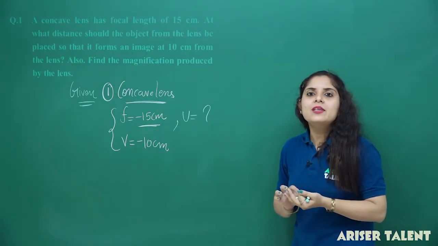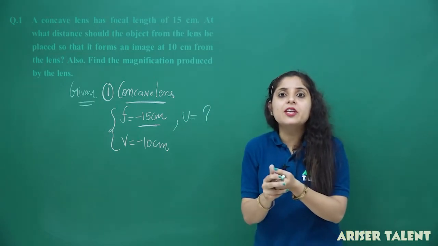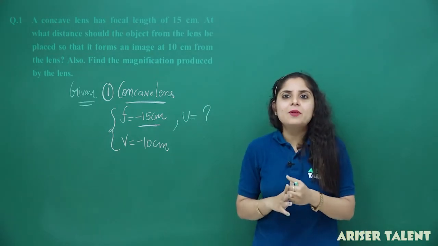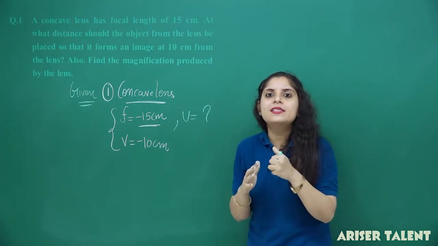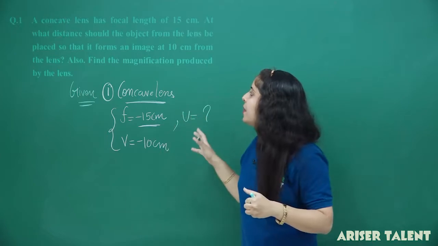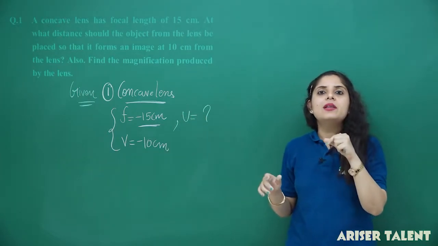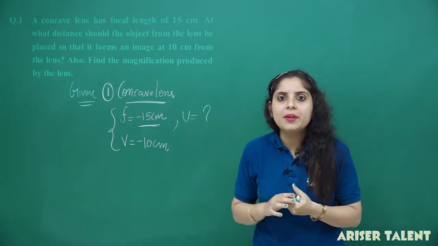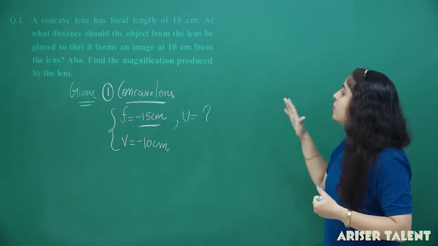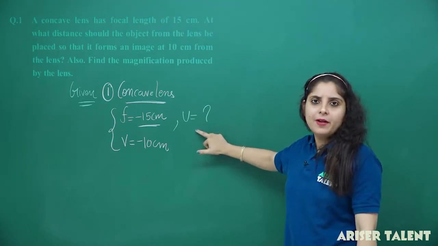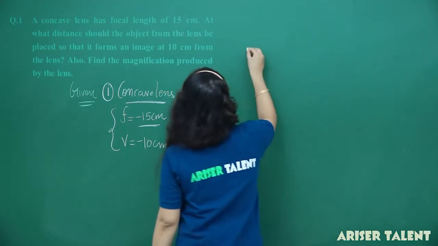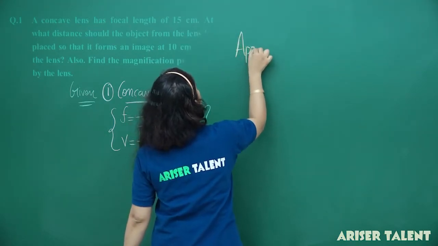We have discussed the magnification produced by the mirror, that is given by the formula height of the image upon height of the object, or it is given by minus v by u. A similar formula we use in case of the lens, but here the magnification will be v by u. So firstly just apply the lens formula and try to find out the value of u here. So what I am doing, we are applying the lens formula.